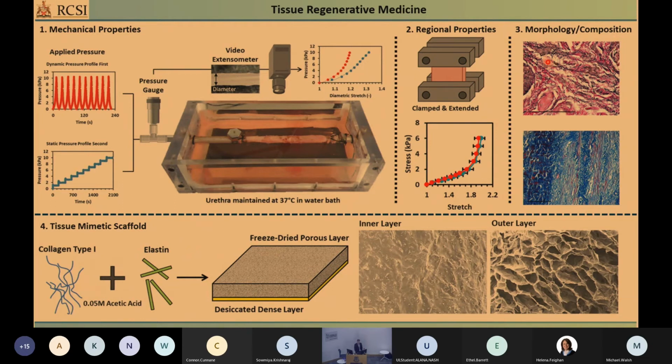So looking at the elastin fibres here are the dark fibres, and collagen fibres here are the blue fibres. So we use this information from characterising the biological tissue to inform the design of a new tissue engineered scaffold. We're using collagen and elastin in the same ratios that occurred in vivo, and then doing a bi-layered approach. So here you have a dense desiccated layer, and this was to prevent urine infiltration, and then a freeze-dried porous layer. So SEM images here showing the dense inner layer and the porous outer layer intended to allow cells to infiltrate and remodel the scaffold.